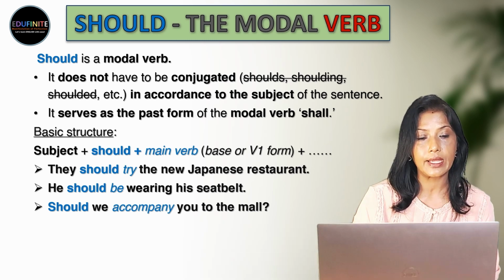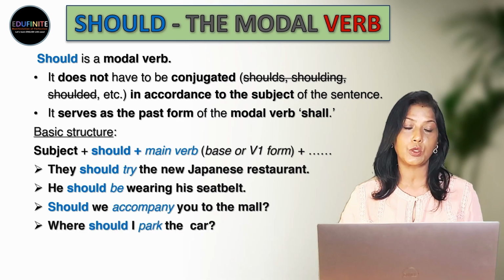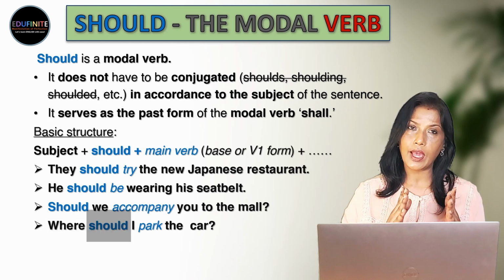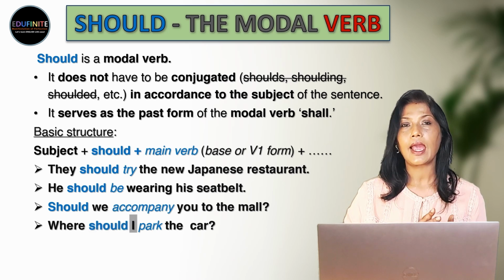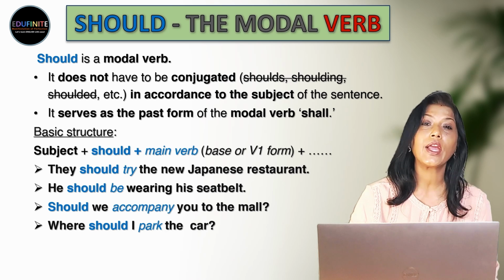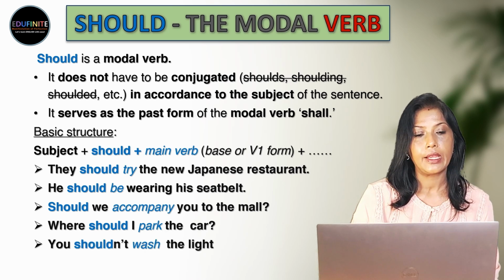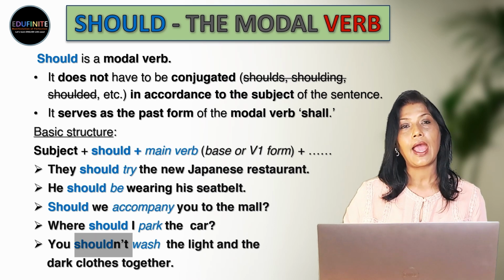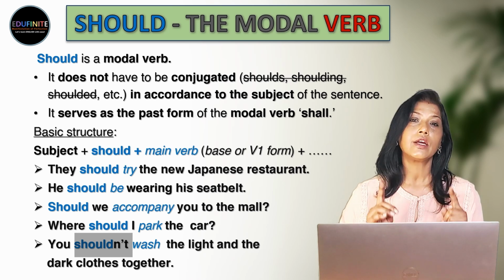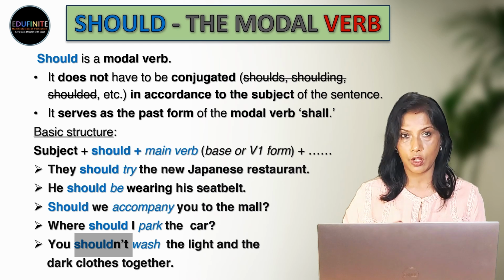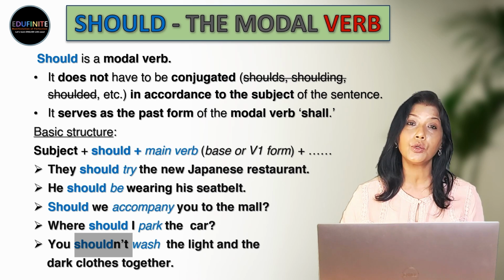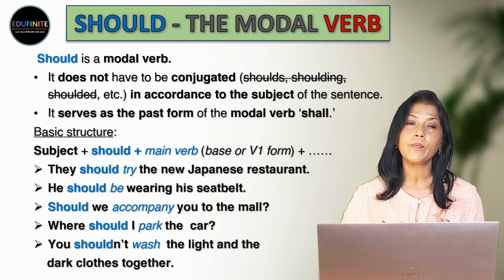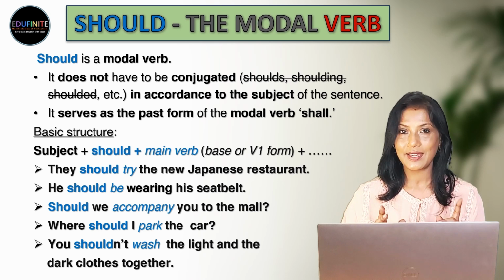The next one is when we ask a question with a WH word or questioning word. That comes first, and then we have should, then the subject, then the main verb, and then the rest of it. So, where should I park the car? Now, if we have a negative thing to say, then we attach not to it, and it can be contracted. Should is never contracted and remains should, but if we attach not to it, it gets contracted. So you can say, you shouldn't wash the light and the dark clothes together. So this is more or less the structure of the modal verb should in a sentence.